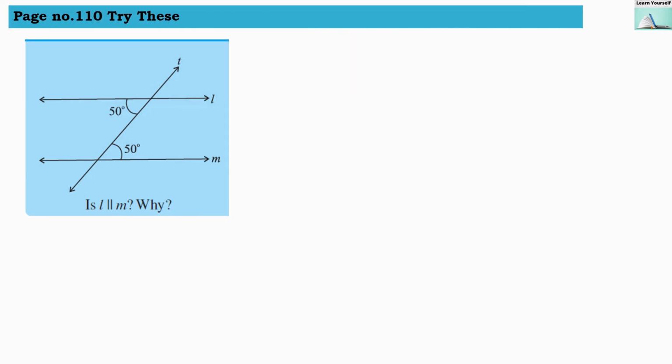Page number 110, try this sum. In this they have given us two parallel lines, line L and line M. T is our transversal. And they have shown us two angles here. Their measures are both the same. And they are asking, is line L parallel to M? Why? So here these two angles have the same measure because they are alternate angles, and alternate angles are equal. So only if L is parallel to M are these alternate angles equal in measure.